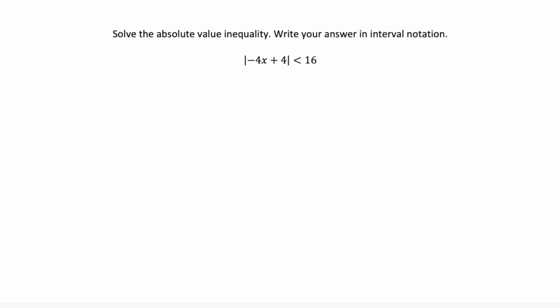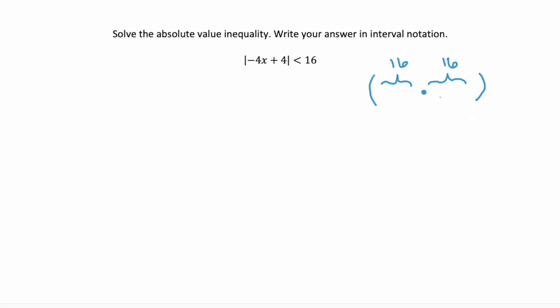Today we're going to solve an absolute value inequality. Remember that absolute value is distance. So here we're looking at a distance less than 16. So what does that mean? That means if we're at some point, we can travel 16 units to the right or 16 units to the left. But we have to stay within that.